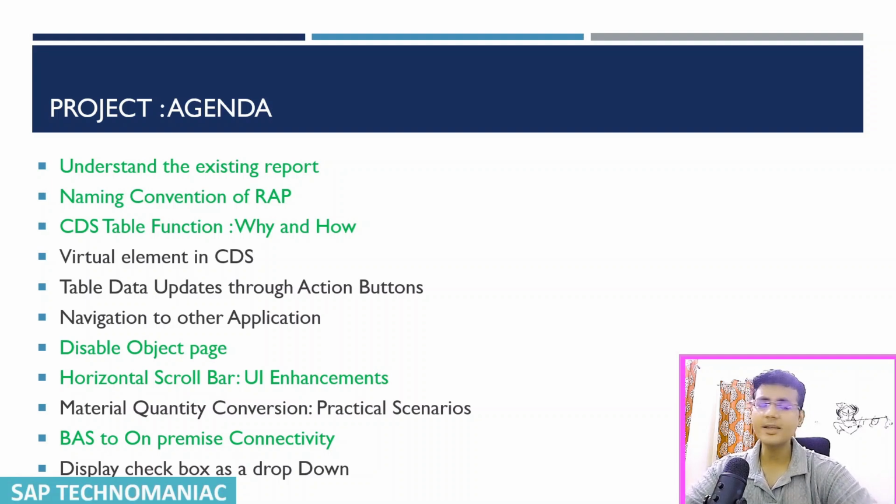Navigation to another application is again a common requirement. You have one field, you click on the process order, and that should open in the COR3 T code, that is in the ALV. The same way in the list report page also, I want to create one hyperlink which will open COR3 in the T code style. That also we'll see. Apart from that, we will do a material quantity conversion practical scenario, how we can convert. That is again one of the real-time requirements. These all things we will do in our upcoming videos.